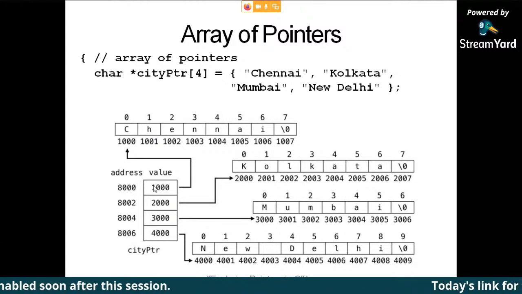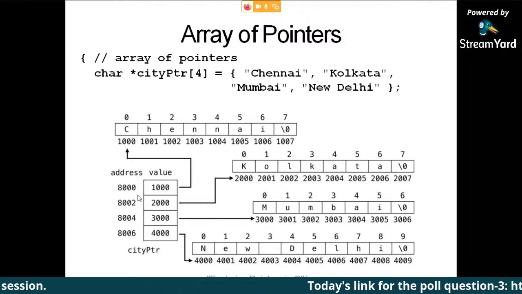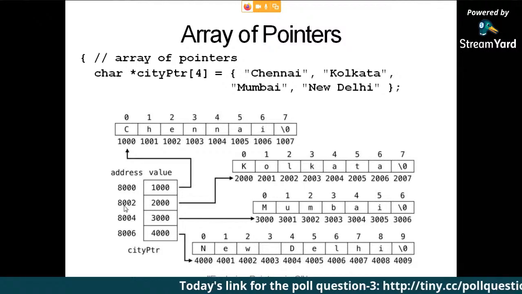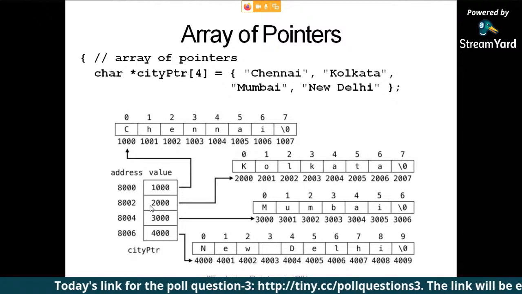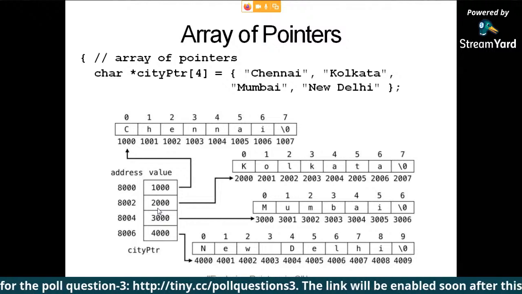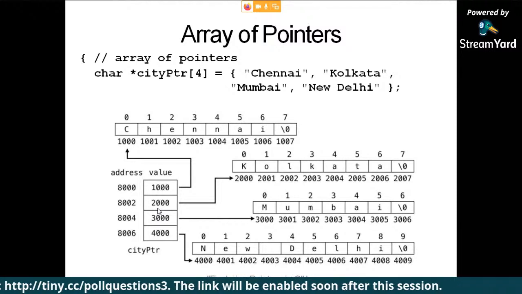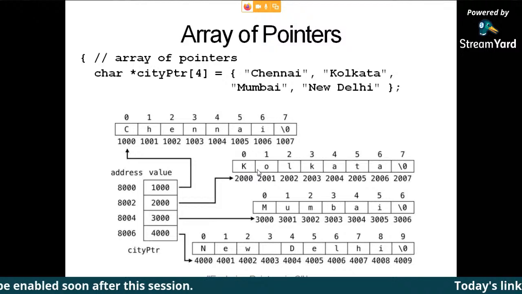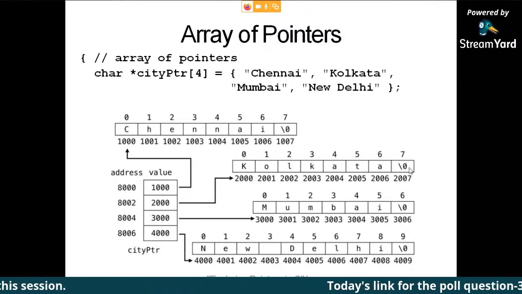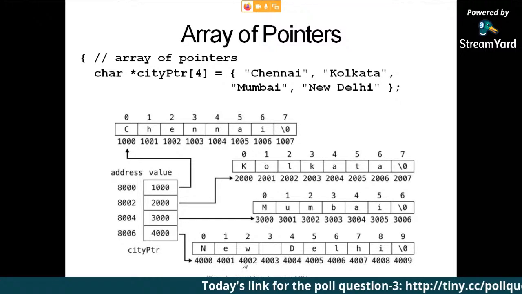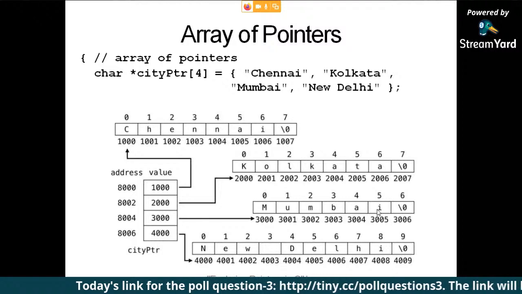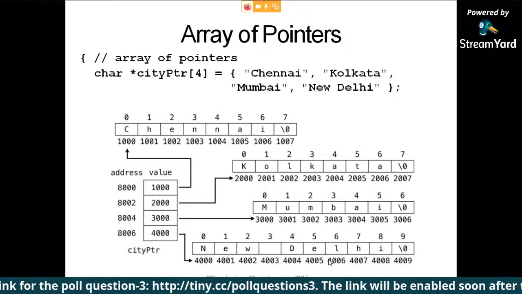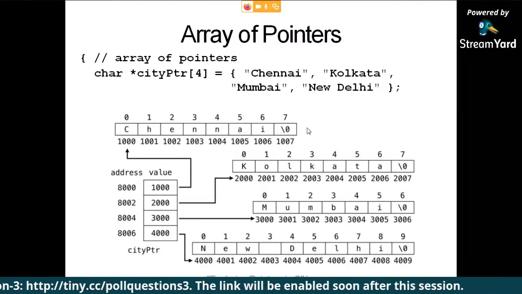Now, in the next location, depending on the machine we have, these addresses will depend on the machine. So the next location will have the starting address of the second string. Now in this case, it is 2000. So the ASCII value of K, ASCII value of O, ASCII value of L, they get stored here in consecutive locations. The same thing is true for the third string, Mumbai, and the fourth string, New Delhi. So this is quite possible.